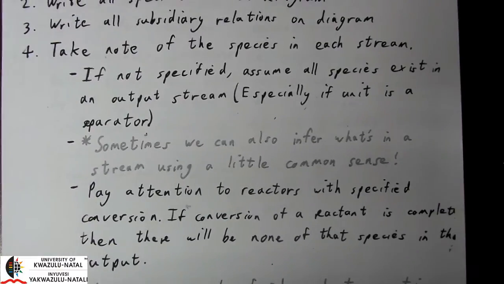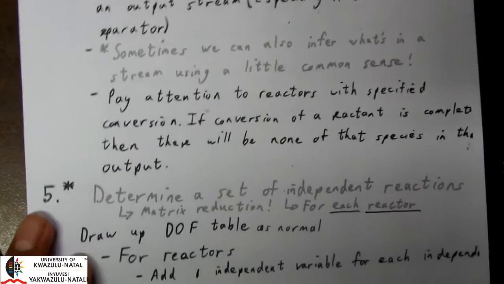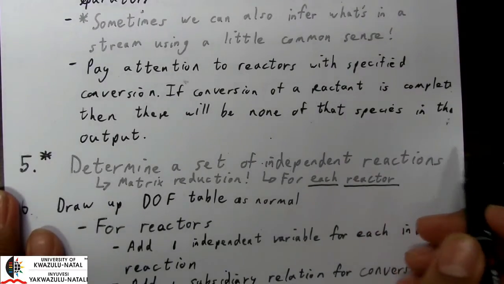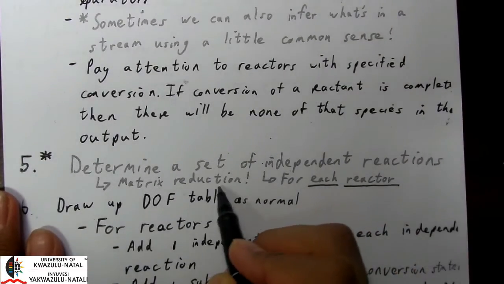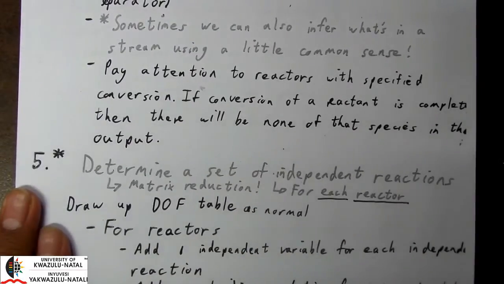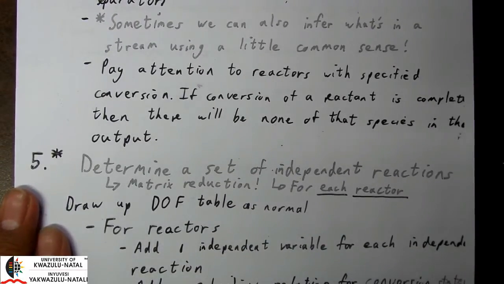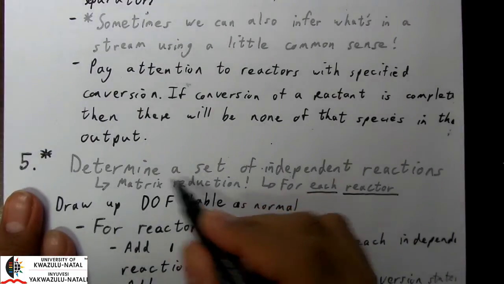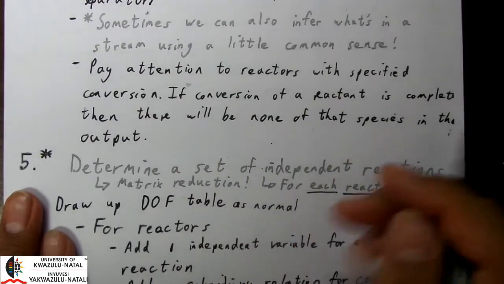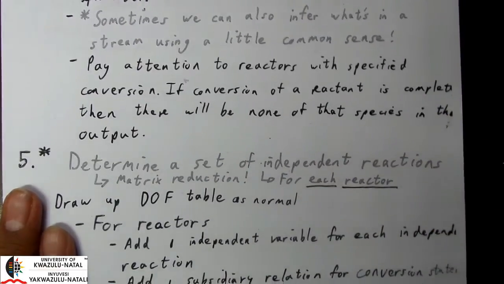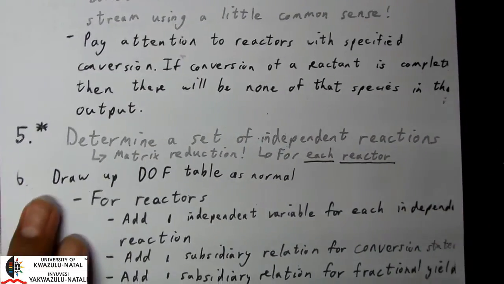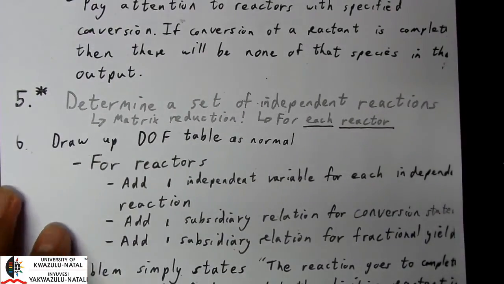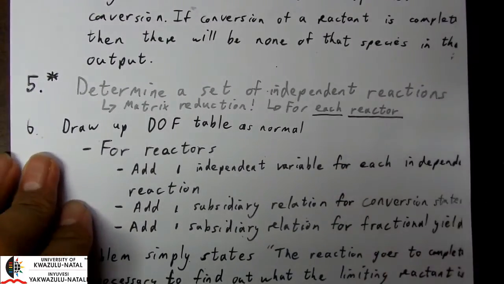Once you're done with all of that, you have to determine a set of independent reactions using matrix reduction. If you are confronted with a problem with multiple reactors and different reaction sets, then you will have to do Gaussian reduction for each reaction set, for each reactor. So it can become quite tedious, but it needs to be done.